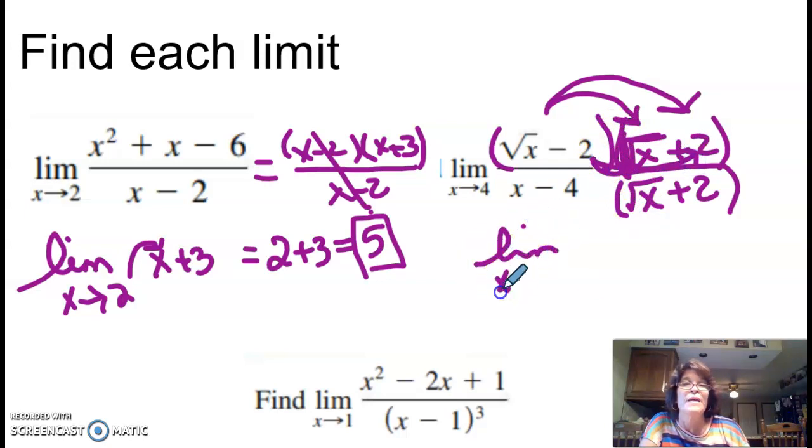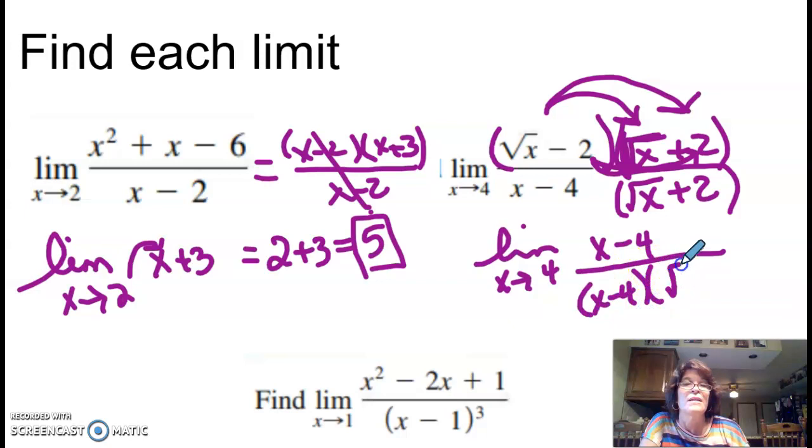So I have the limit as x approaches 4 of x minus 4 over, now I'm not actually going to do this multiplication. I'm just going to write the two factors beside each other. I did the foiling up here because I used the conjugate so I could get rid of things. Once I did that, I'm just going to multiply the bottoms together because the reason I did this was to get this x minus 4 term. You know, x minus 4 over x minus 4 is just 1. So I have 1 over the square root of x plus 2.